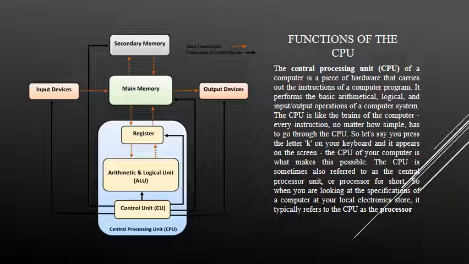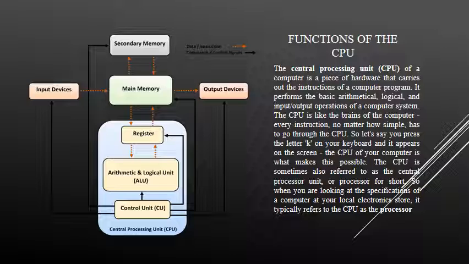So let's say you press the letter K on your keyboard and it appears on the screen. The CPU of your computer is what makes this possible. The CPU is sometimes also referred to as the central processor unit, or processor for short. So when you are looking at the specifications of a computer at your local electronics store, it typically refers to the CPU as the processor.